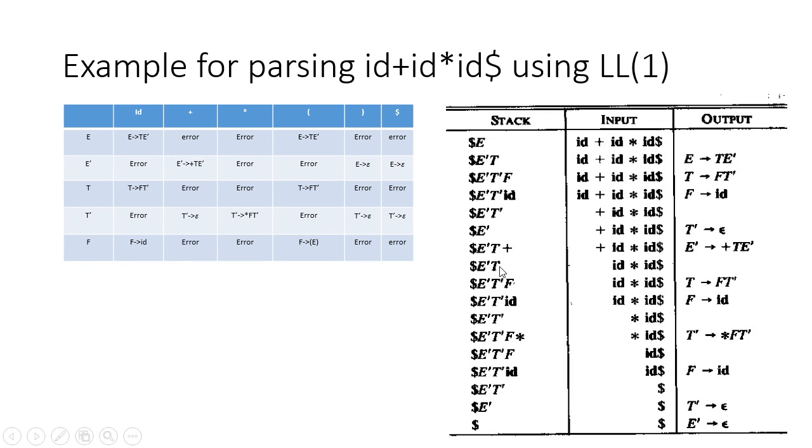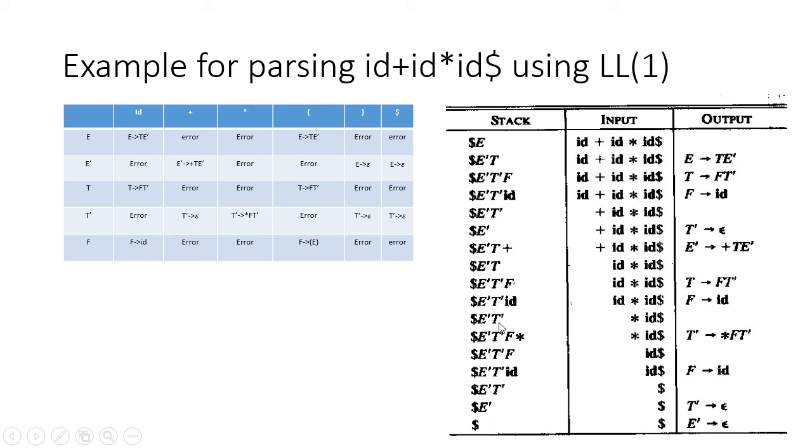Repeat this process. T with ID gives you FT dash. So we put T dash F. Again F with ID, there's a match, that is ID, so put ID and ID. There's a match, ID and ID, so ID is removed. That means the symbol ID plus ID is done, finished.